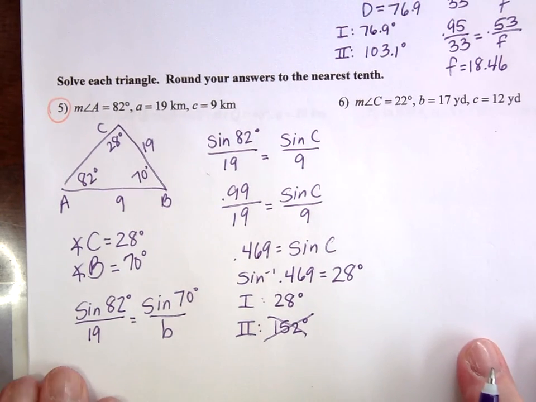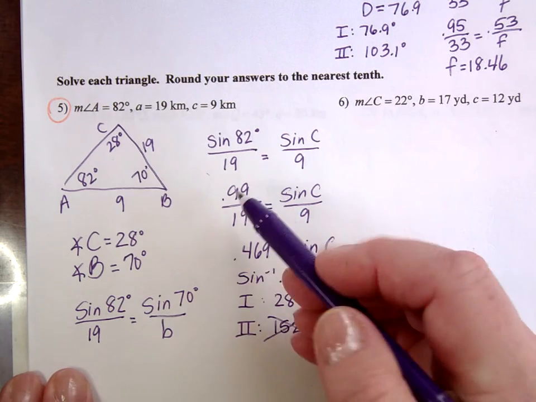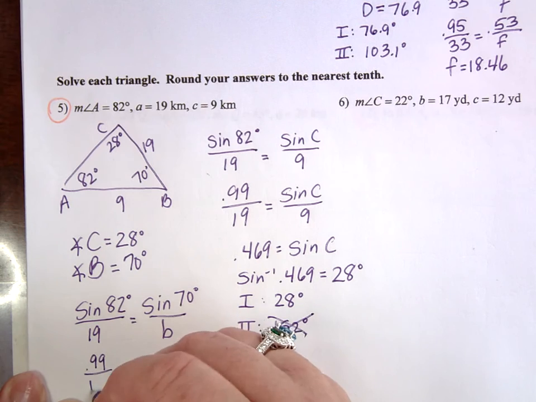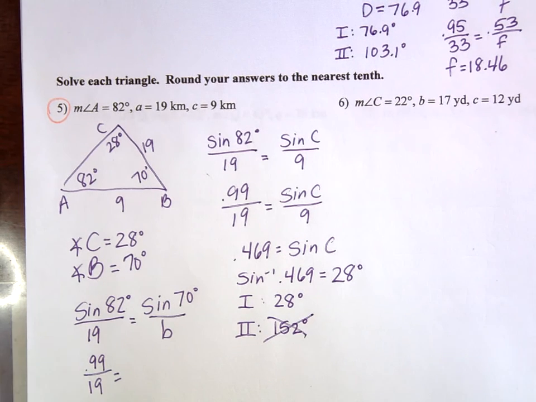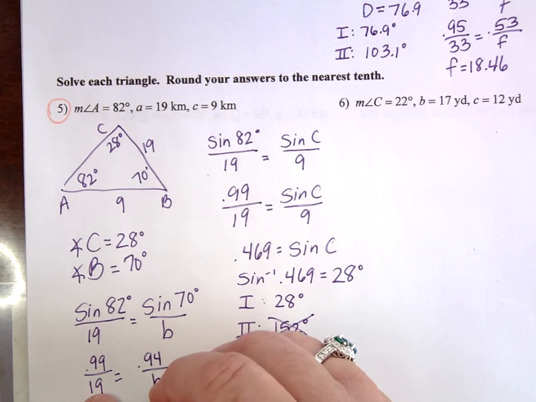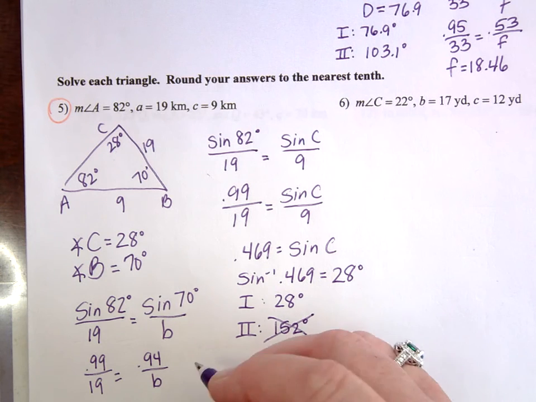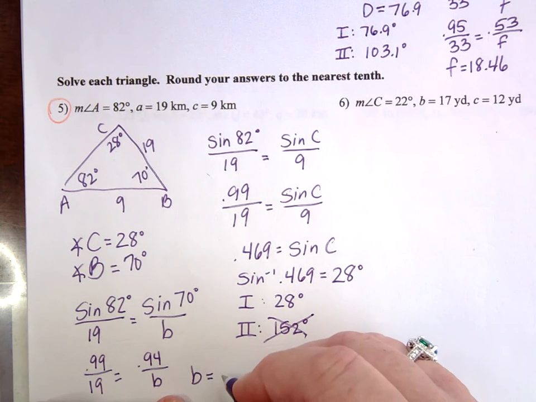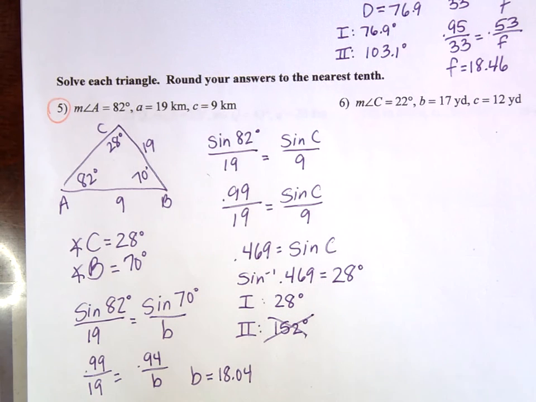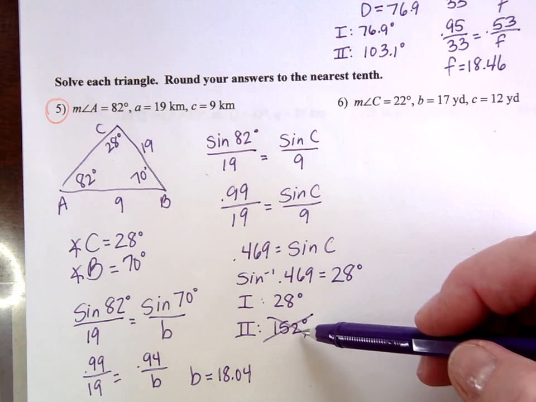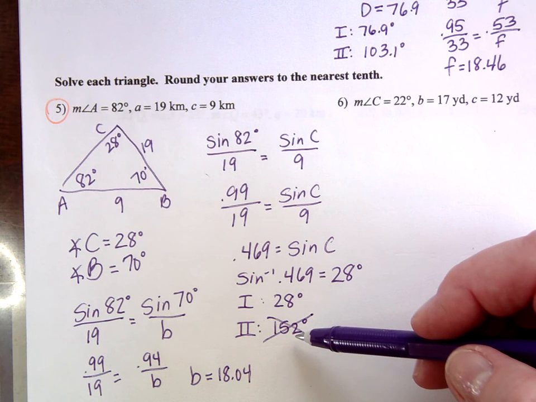All right, so if I look at that, I know what the sine of 82 is. It's 0.99. I don't know the sine of 70, so I go to my handy-dandy calculator, and sine of 70 is 0.94 over little b. I cross multiply 0.94 times 19 divided by 0.99, and I get a little b that is 18.04, or something close to that. So there's a situation where it's only one possibility, even though you did find the angle in the second quadrant, it was too big to fit into your triangle to give you room for a third angle.